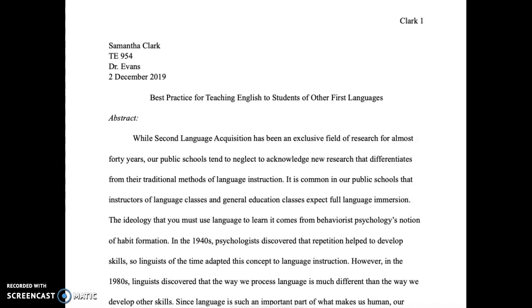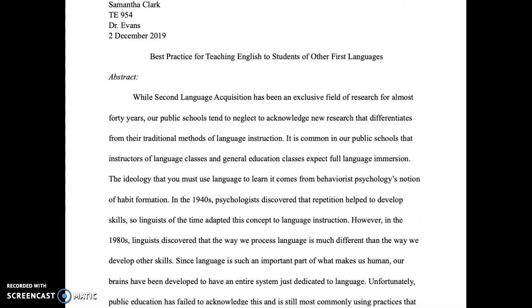The topic that I chose was best practices for teaching English as a second language, so to students of other first languages. We did do a unit on this in our coursework where we were comparing bilingual education to English immersion, and we were considering what best practice was in that case. But considering that I'm going through to get my TESOL, so my Teaching English as a Second Language certificate, I decided to use texts that were from my own coursework, from the library, and from research found on the Teaching English as a Second Language database, because there's some really interesting stuff for second language acquisition.